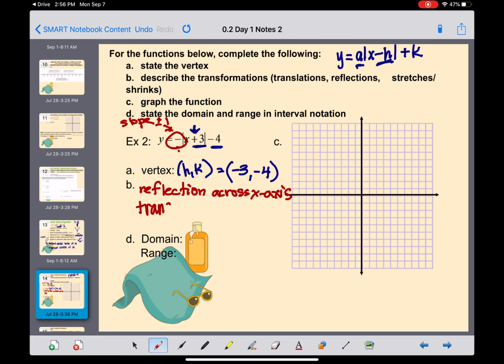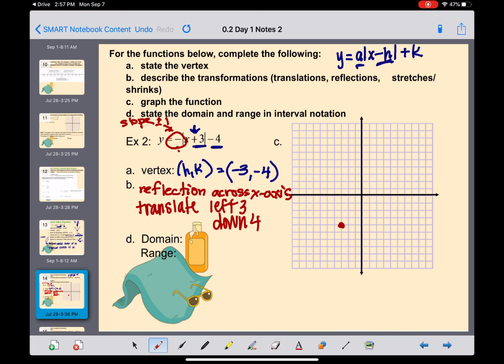So I'm going to translate left 3 and down 4, because that's where my vertex is going to move. If I move left 3 and down 4, that's going to be my vertex. That's also telling me what my translation is, because everything in the graph is going to move.